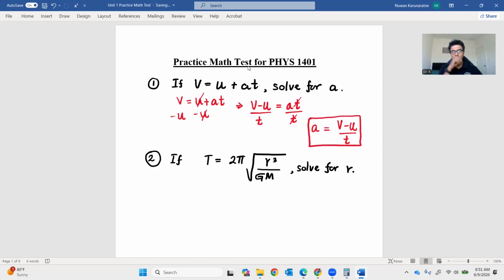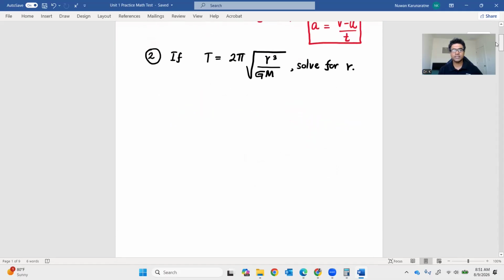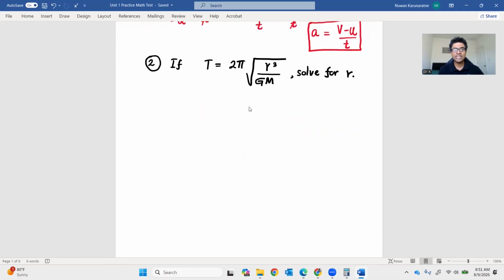So you will get some problems like this where I'll give you an algebraic expression, an equation. You have to solve for one quantity. So this is another one that we can check out. That's number 2. T is equal to 2 pi, 2 pi is a constant, square root r cubed divided by GM. So that's the entire equation. Solve for r.